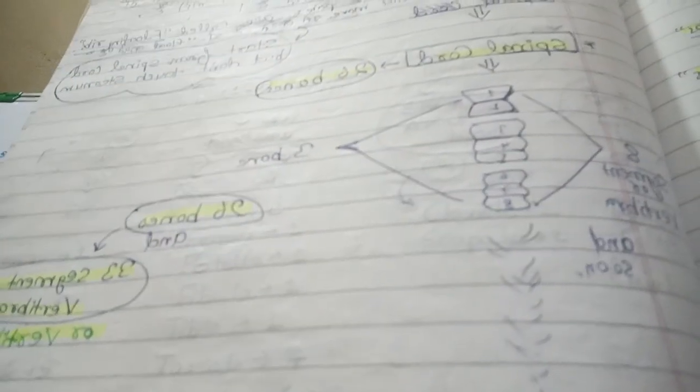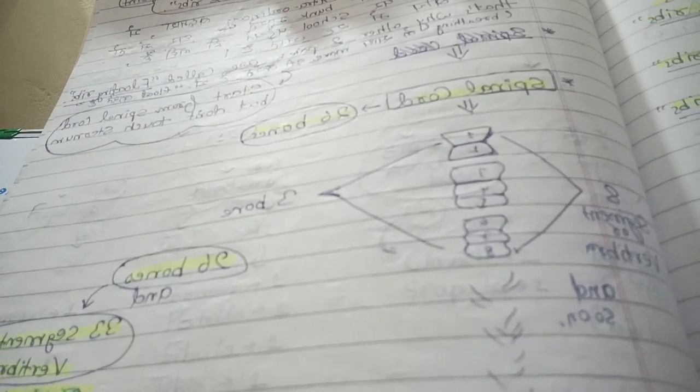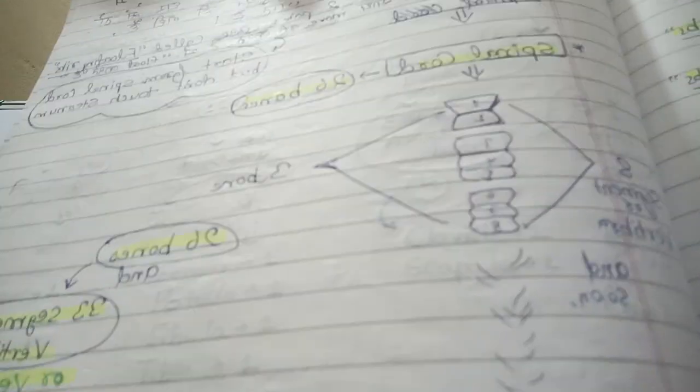That's it. Yeah, I told you about the segments. Wait, see, this is 3 bones, but 1, 2, 3, 4, 5, 6, 7, 8 segments. Have you got the difference between bone and segments? I hope you got it.